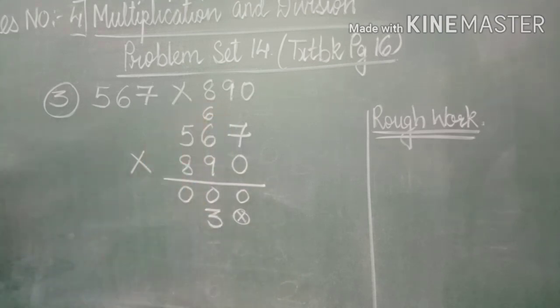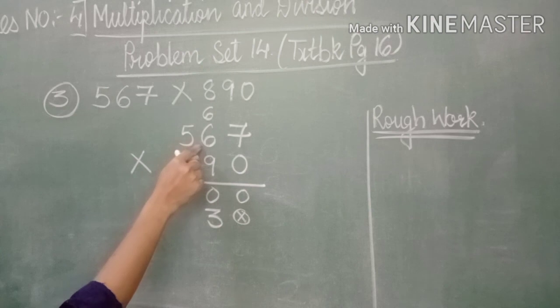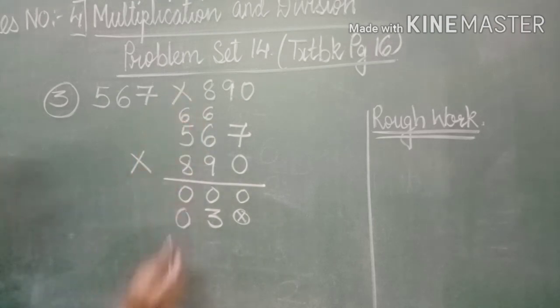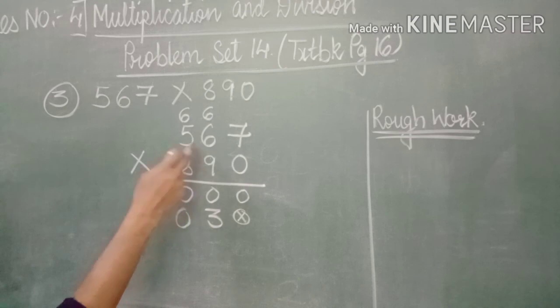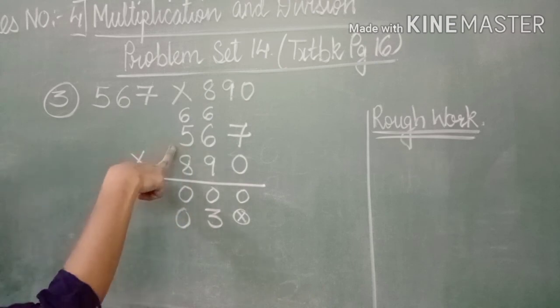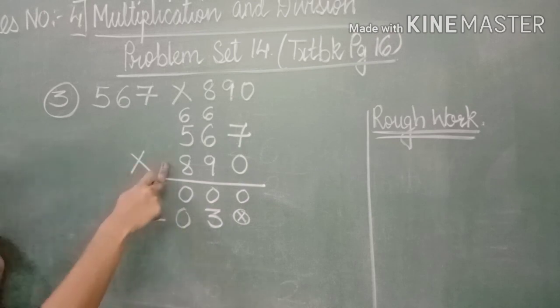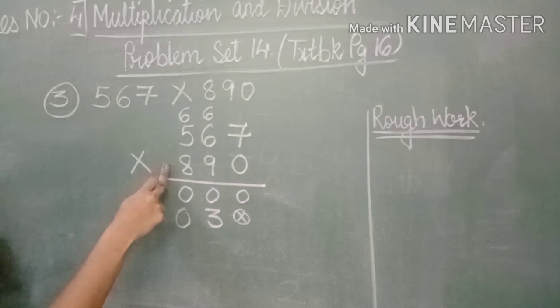6 is carried up. 9 sixes are 54. 54 plus 6 becomes 60. 6 here, 0 carried down. 9 fives are 45. 45 plus 6 becomes 51.